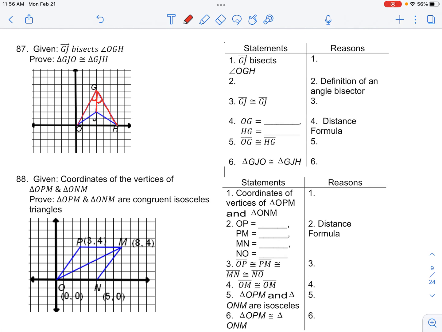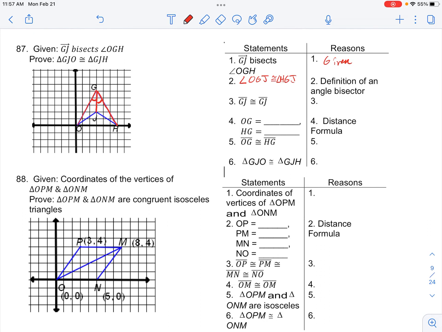So number one was just given information. Number two, we have that the angle OGJ, this is very confusing, is congruent to angle HGJ, and that's just from the definition of an angle bisector.